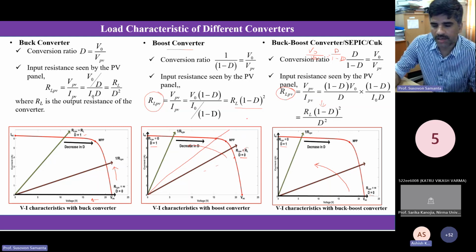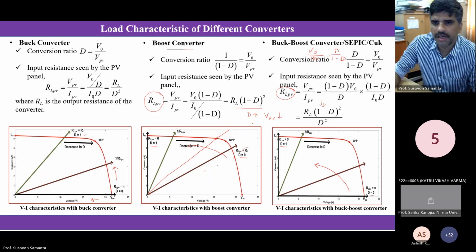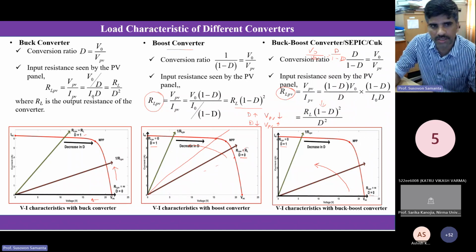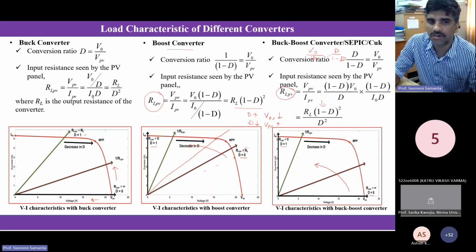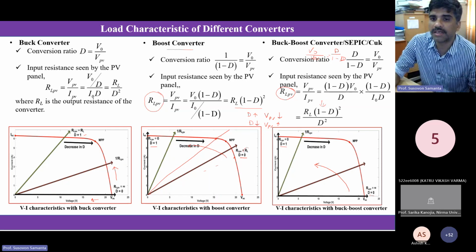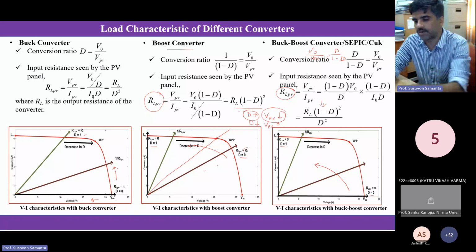So one point while using the MPPT algorithm, we should keep in mind that if I increase the duty ratio, my panel voltage will decrease. And if I decrease the duty ratio, then my panel voltage will increase. Because that is the thing that you have to do. You can either increase your duty ratio or decrease your duty ratio. So you should understand that by increasing the duty ratio, what will happen to the PV panel voltage, and by decreasing the duty ratio, what will happen to the panel voltage. So increasing duty ratio will decrease the panel voltage.